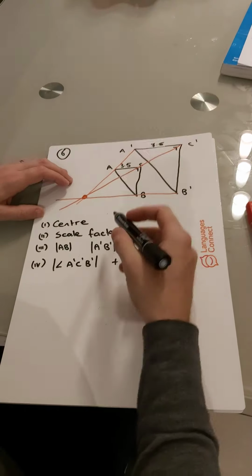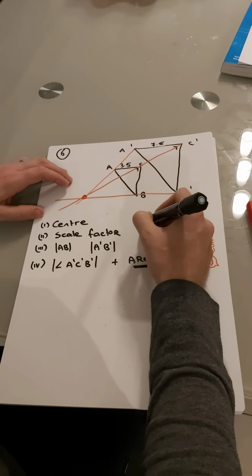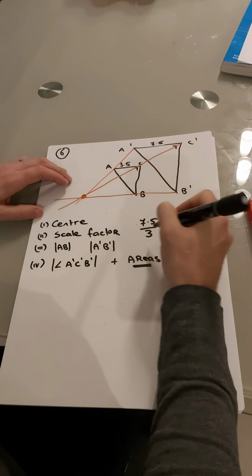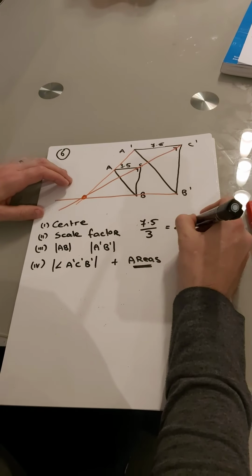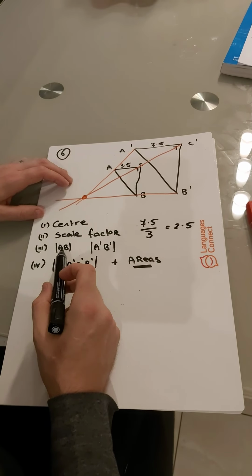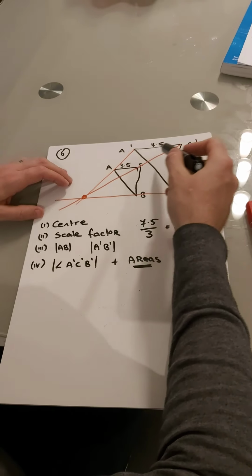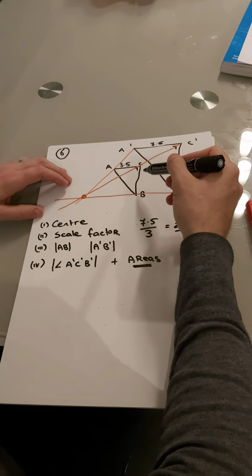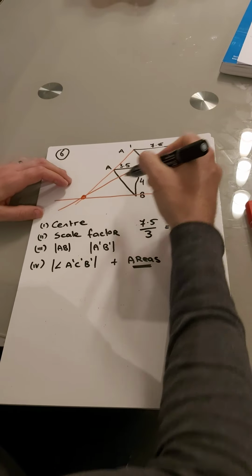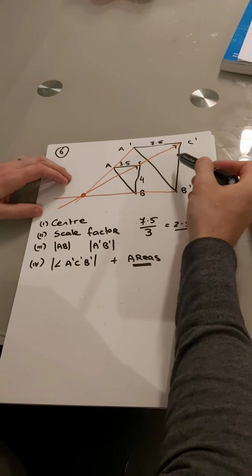Now, scale factor we've talked about already. Look for a corresponding side. 7.5 over 3, which is 2.5. Find AB. Well, once we have the scale factor, everything opens up. So to get from here to here, we multiply by, and I think this was 4, I don't have it written in. But look, we don't know what that is. We don't need to know it.